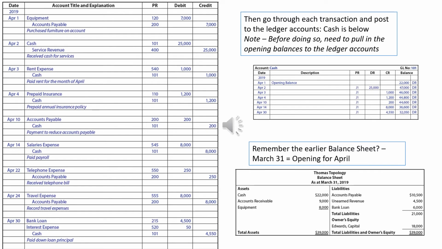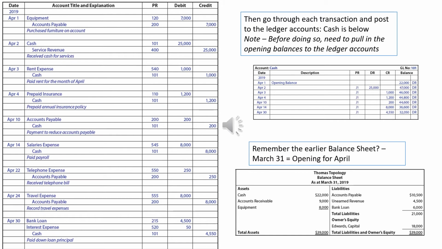You will then carry on to the next transaction. April 3rd did affect cash. It credited cash for $1,000. So we'll record in the ledger, April 3rd, journal 1 still, a credit of $1,000. Therefore, if it's a credit against the debit, you're actually reducing the debit balance. So you have $47,000 debit less the $1,000 credit equals a $46,000 debit balance. You would continue that through each of the transactions.